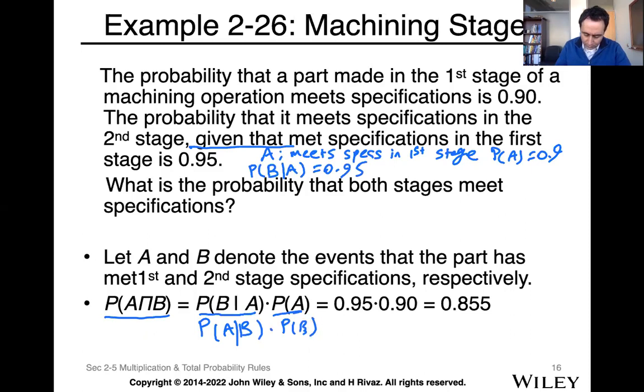Because we don't have P of A given B, right? What's the probability that the part meets the first stage, given that it met the second stage? We have no idea. In fact, we will learn in this course how to calculate this later on, but it's difficult to calculate this. We have to use the Bayes theorem to calculate this. But at this point, we don't know how to calculate this. So we use basically the other way around. P of B given A times P of A. We simply multiply these two numbers and we get 0.855.